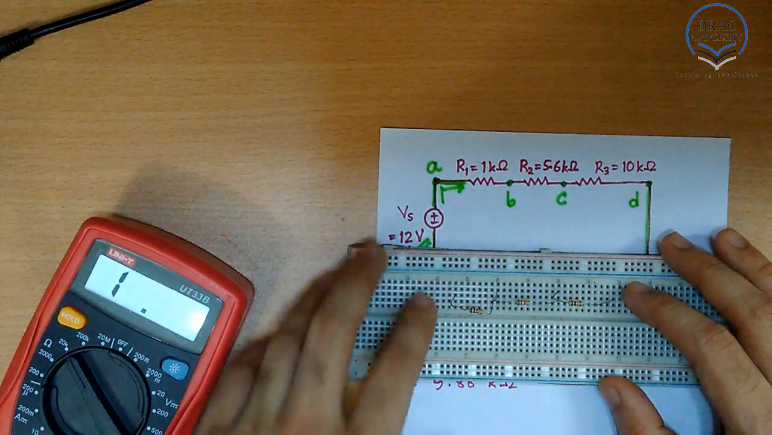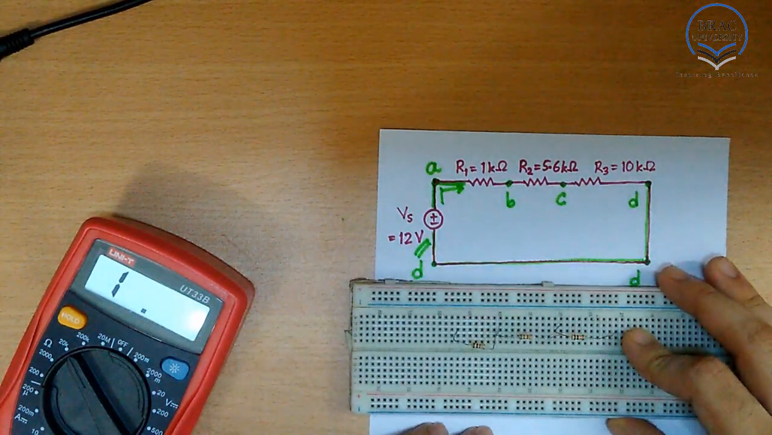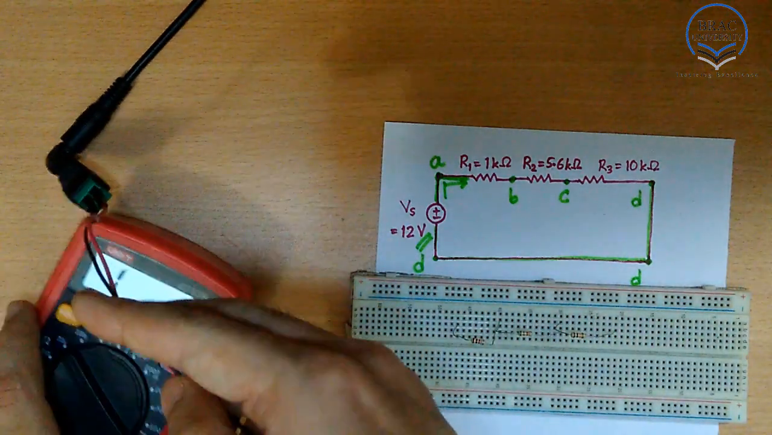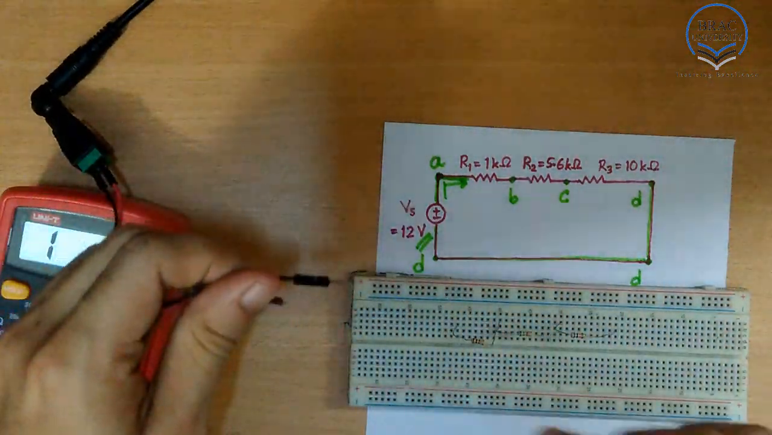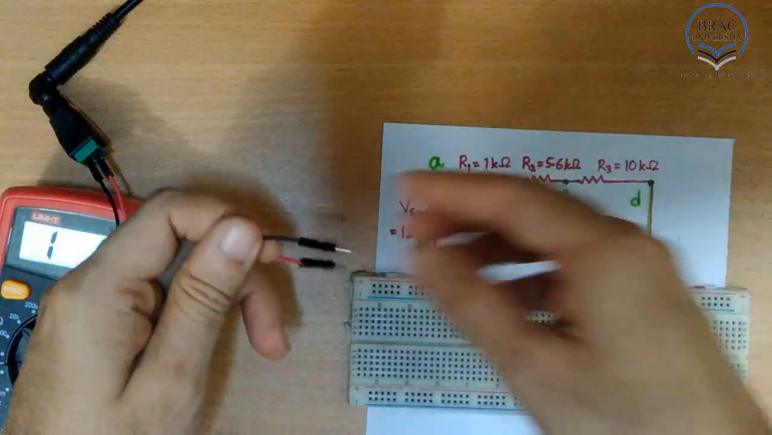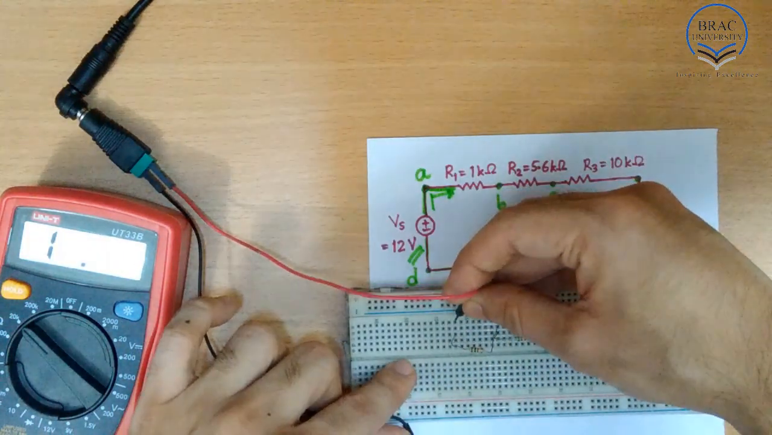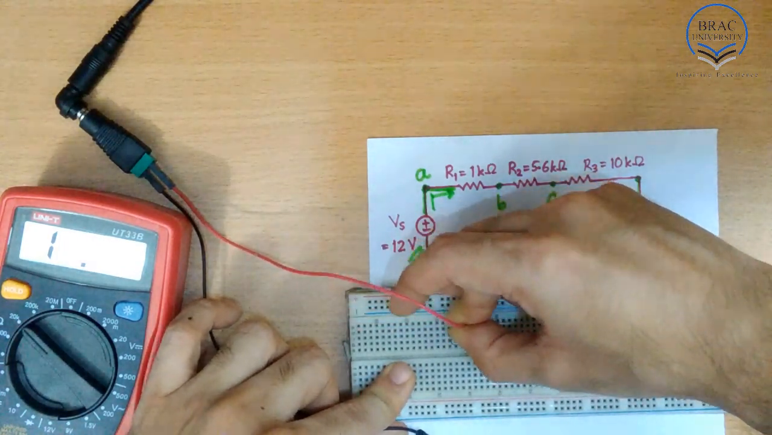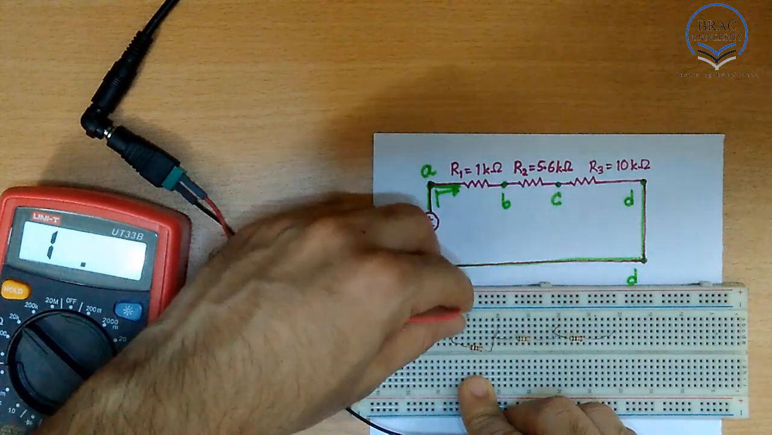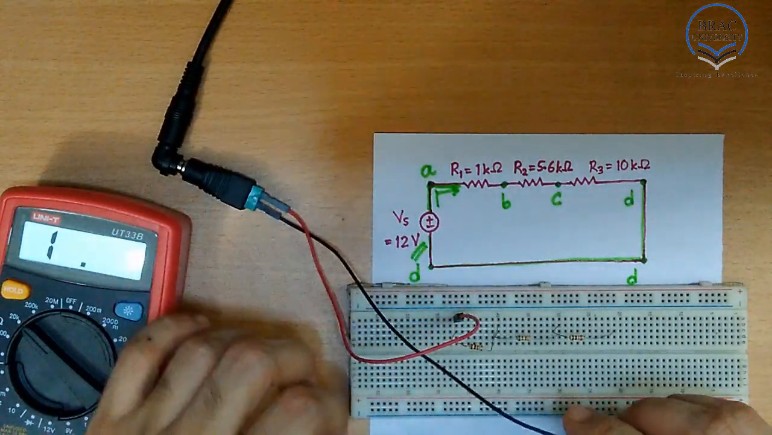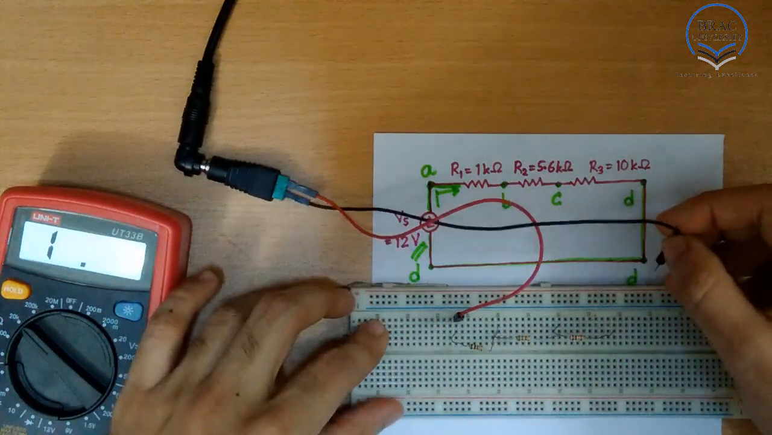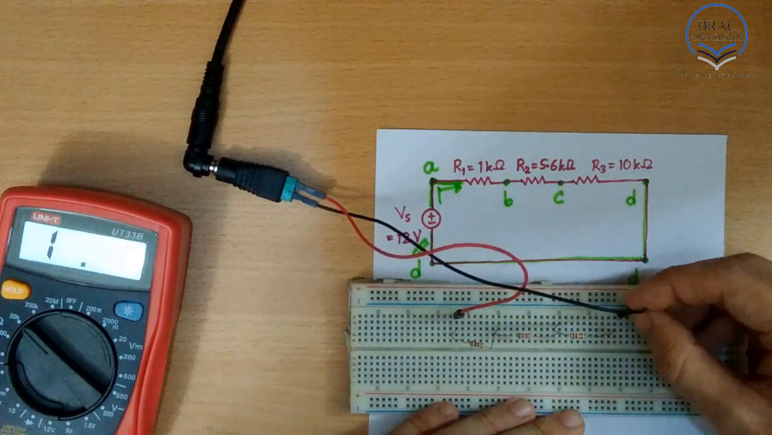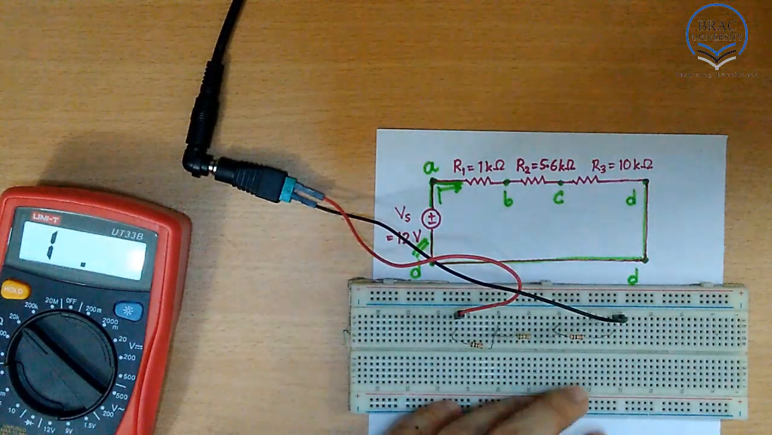Now we are going to connect our voltage supply to the circuit, and if you look carefully, then you can see the positive terminal goes to point A. So the red terminal goes to this hole, and the black terminal is at point D. So we can connect it here, and our circuit is complete.